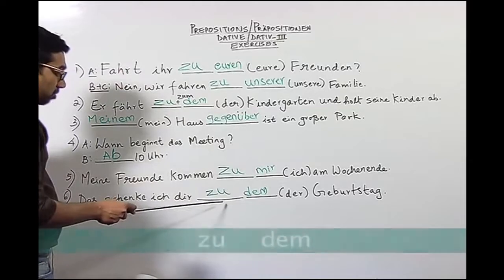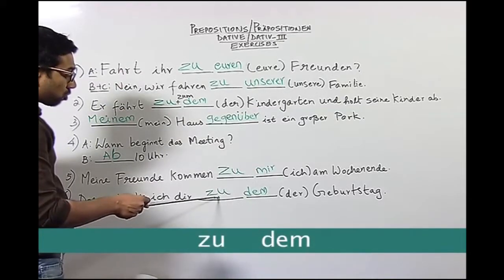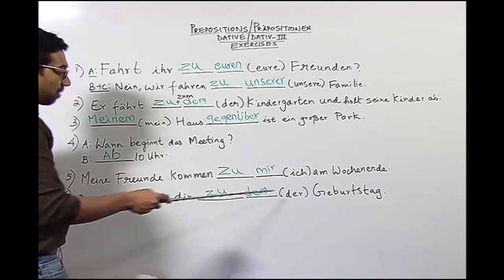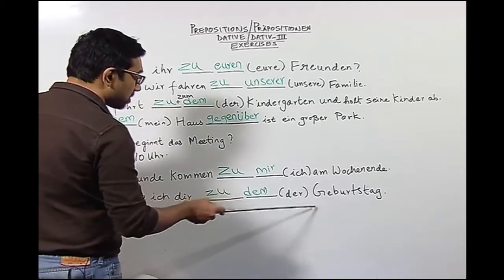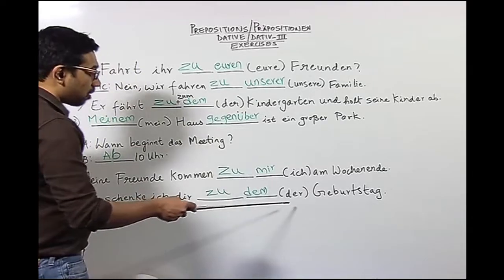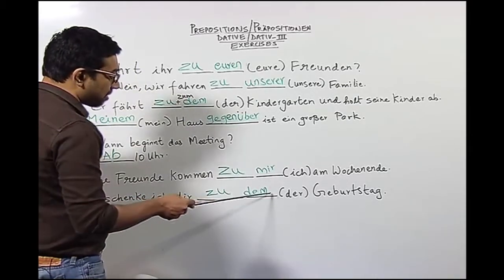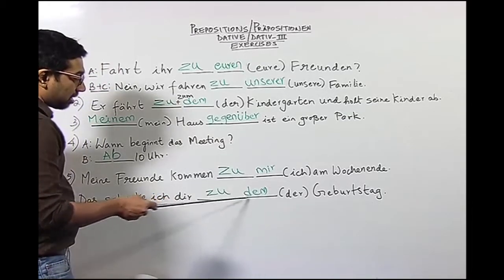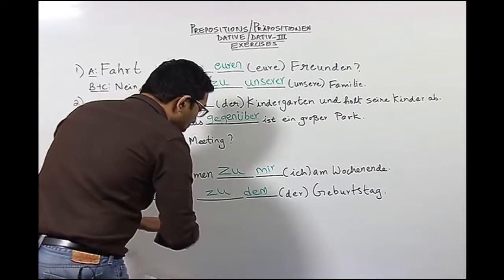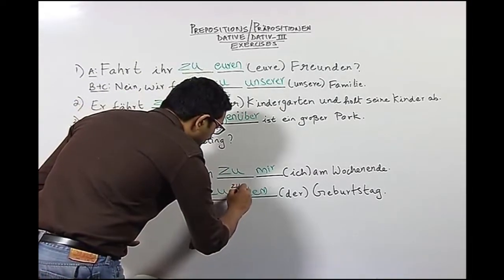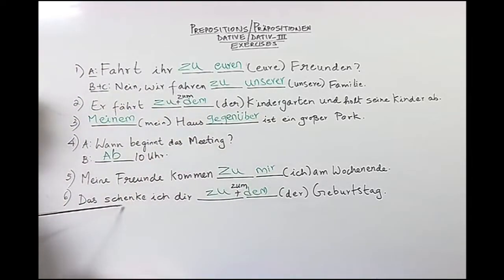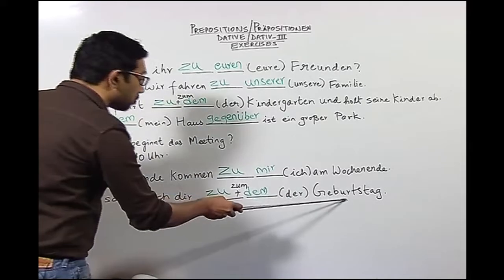Now in sentence number 6, das schenke ich dir zu dem Geburtstag. Here also the student understood that the preposition zu should be used not in terms of position or movement, but in terms of time. So we have the article there Geburtstag, which means the birthday, and the student correctly wrote the dative form of the article, which is dem. And you know, we can always combine the preposition and the article, zu plus dem, and make it into zum. So, we can also say this sentence as das schenke ich dir zum Geburtstag.